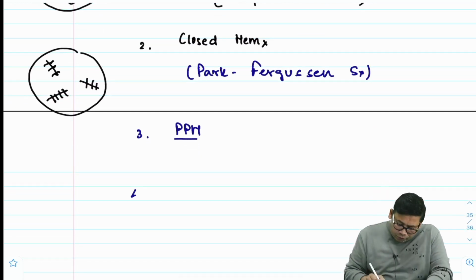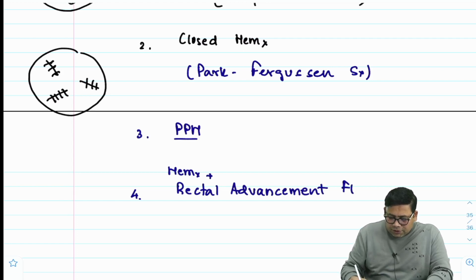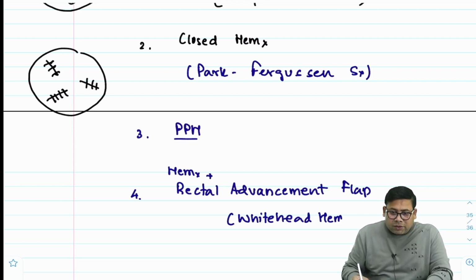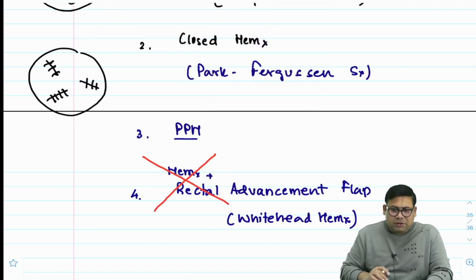Students, the fourth is rectal advancement flap. So it is hemorrhoidectomy plus rectal advancement flap. Now what is this? This is also known as Whitehead hemorrhoidectomy. So students, do you know that this variety is no more used? This is no more used.